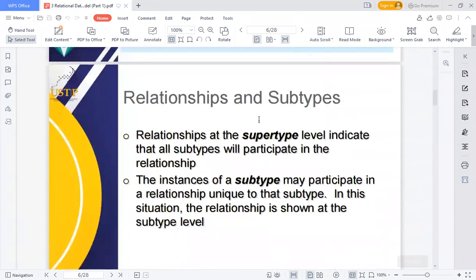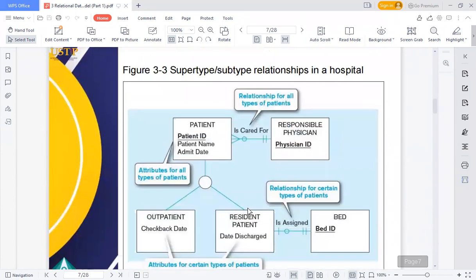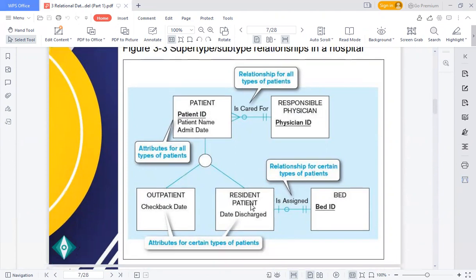So let's go to relationships and subtypes. A relationship at the supertype level indicates that all subtypes will participate in the relationship. And the instances of a subtype may participate in a relationship unique to that subtype. In this situation, the relationship is shown at the subtype level. So to demonstrate the relationship of supertype subtype, let's have this example.